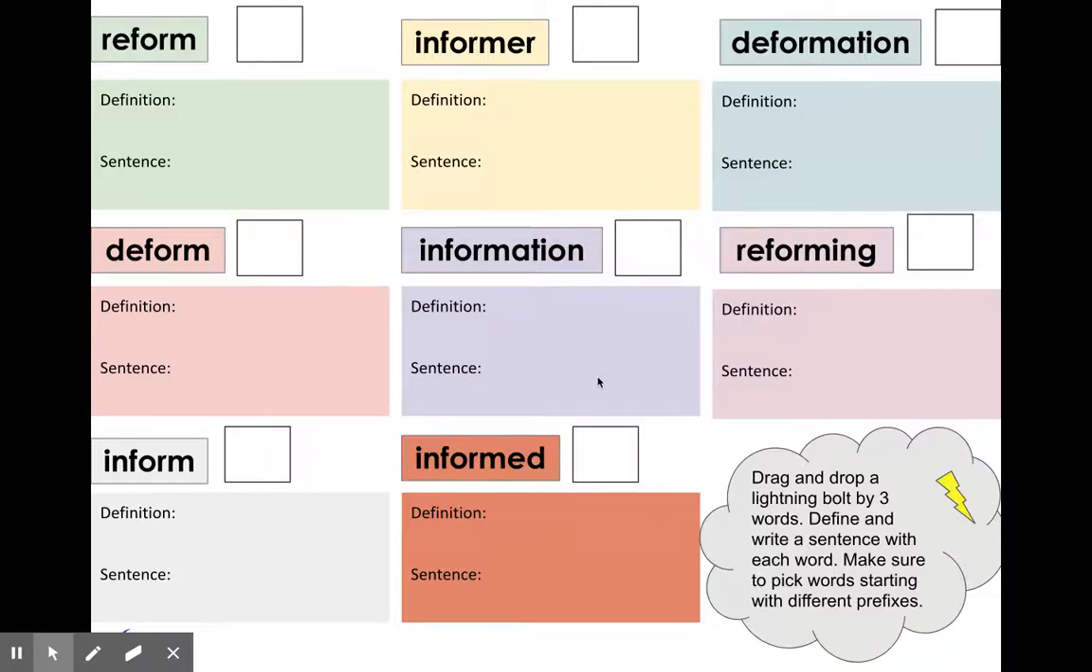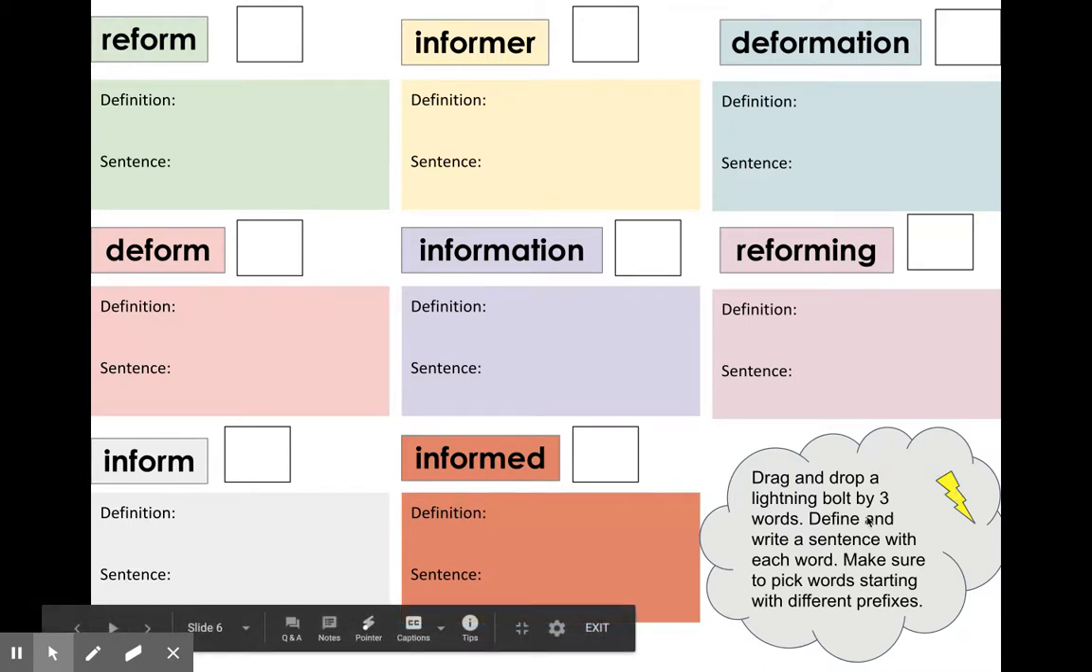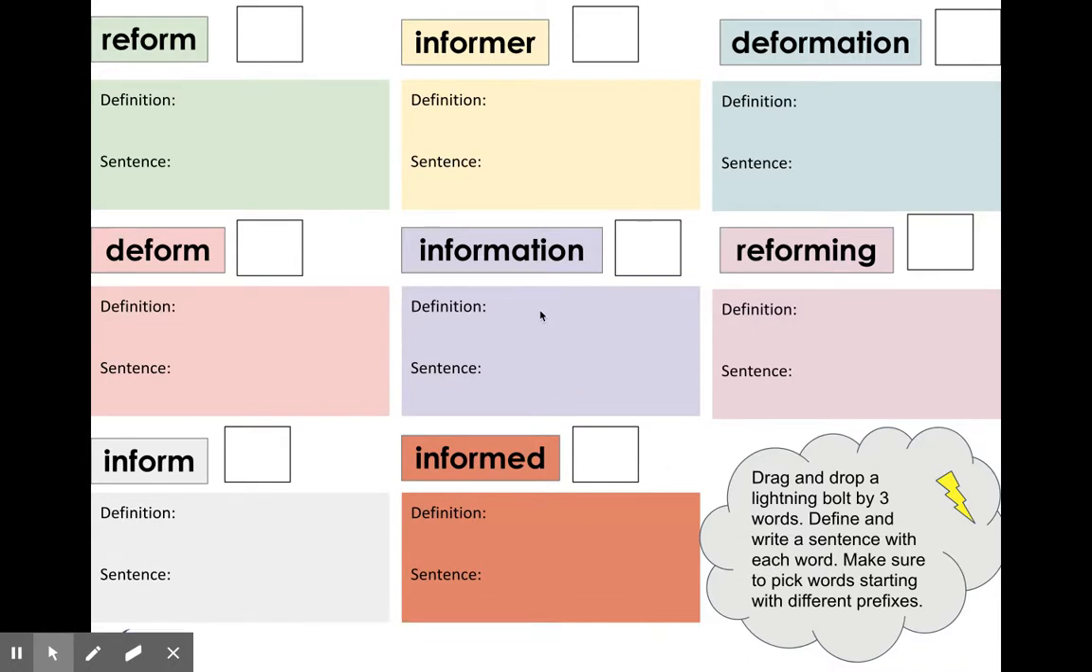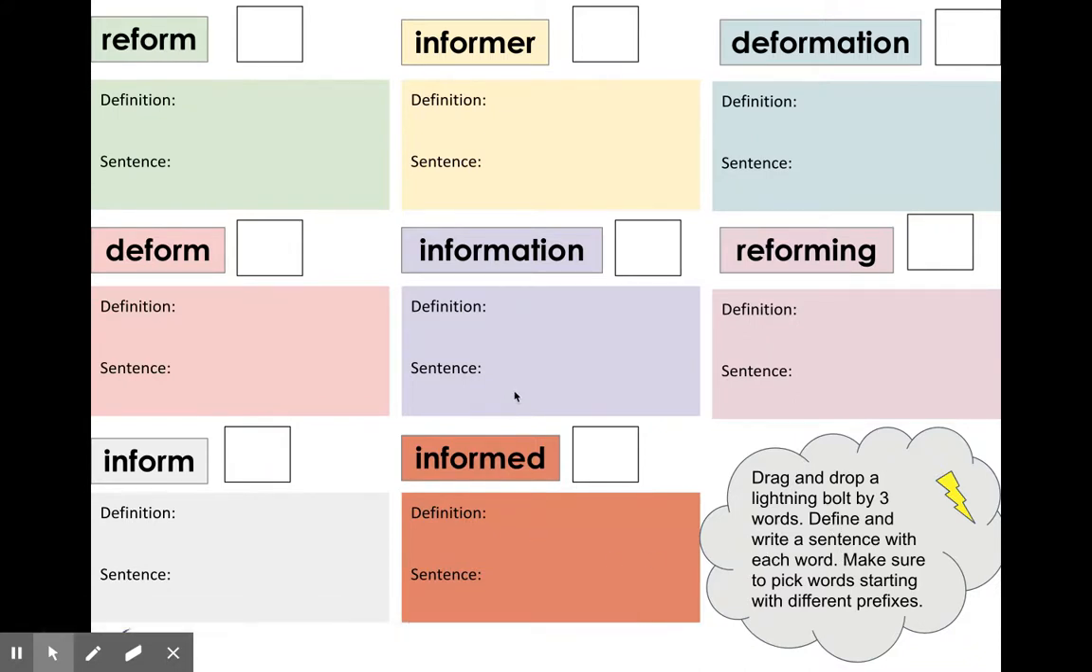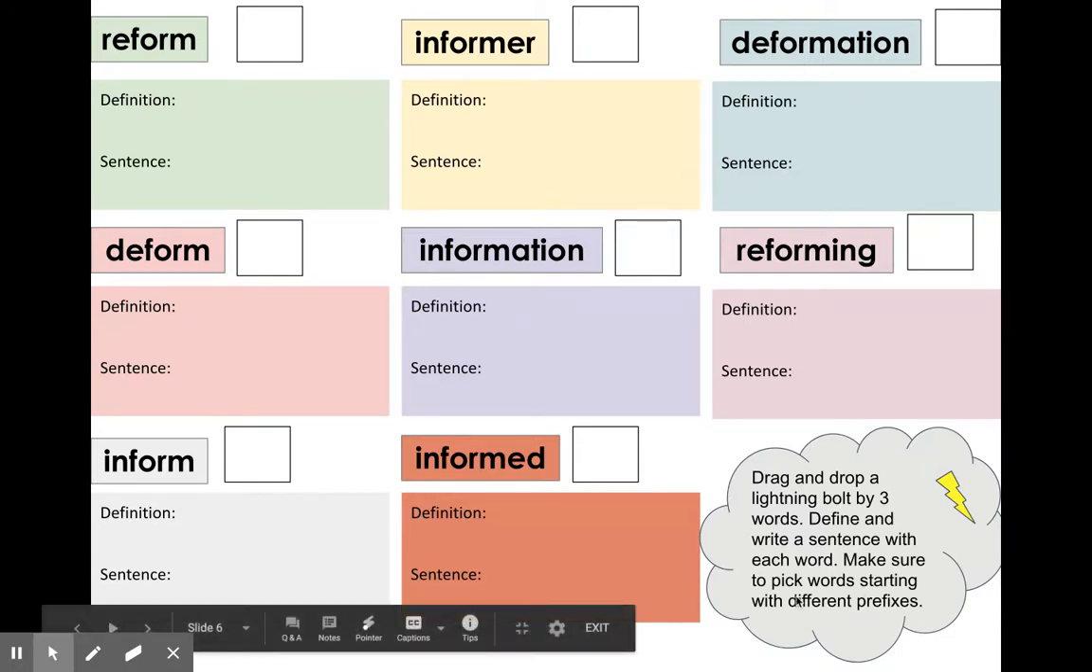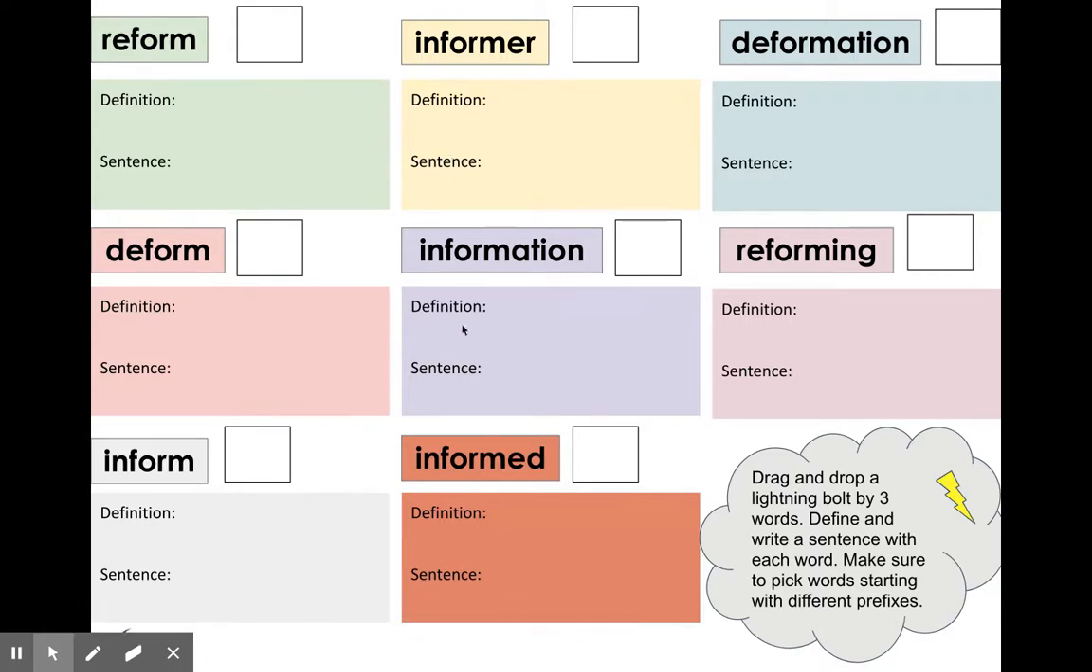So what we're going to ask you to do is, we've got them all laid out here. Okay? Got them put together, and you are going to drag and drop a lightning bolt by 3 of these words. Define them based on what the previous slides say that the prefix means, the root word means, and the suffix means. And then you're going to write a sentence using each of those words. Remember, you're only doing 3, and make sure to pick words starting with different prefixes. So don't do all of the ins.